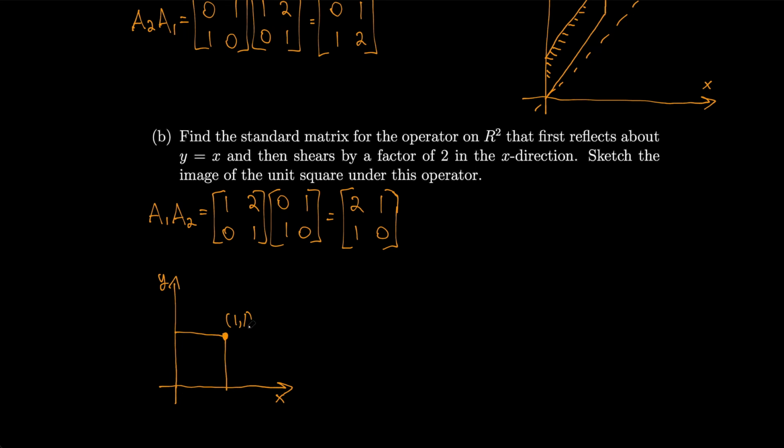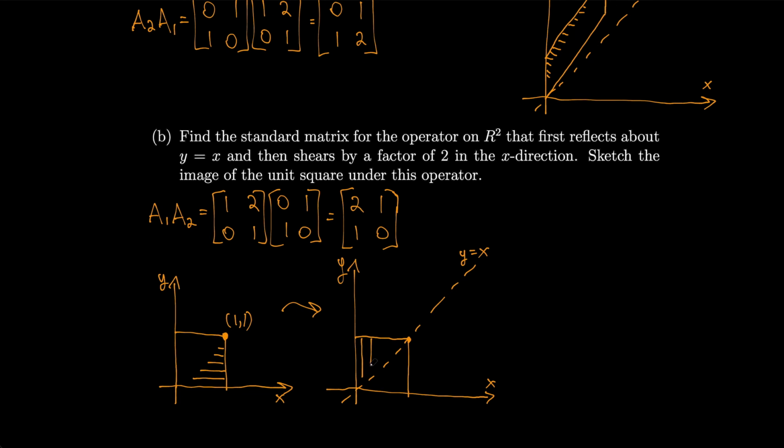So here's 1, 1. Do a little more shading. That'll be transformed. And this is where the shading comes in handy, because the square looks the same when you reflect it over the line y equals x, right? Except that the shading is in the other direction. The shading gets reflected. And then we'll shear it.